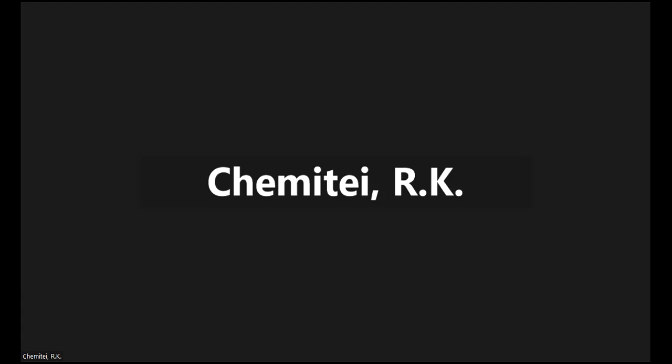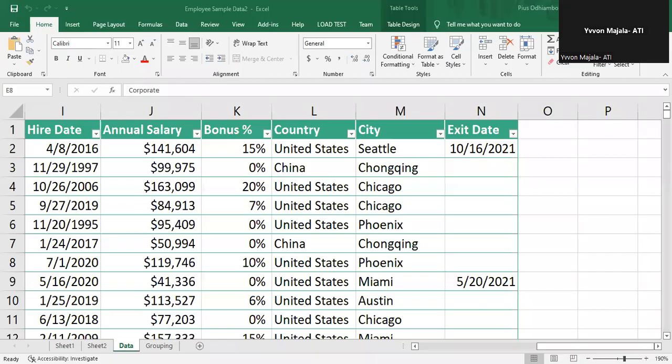Okay, so let me share again. Yeah, this is the data that I've just shared in the WhatsApp group. Now what you need to do, you will introduce a column here. And for this column, you will simply write your name.